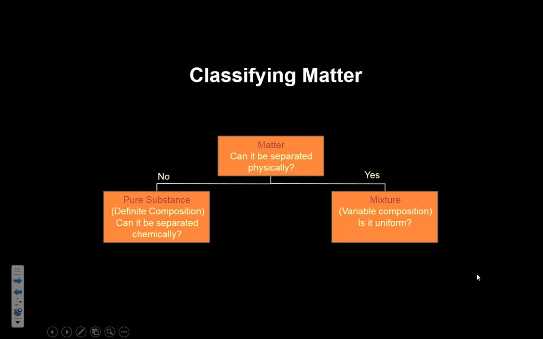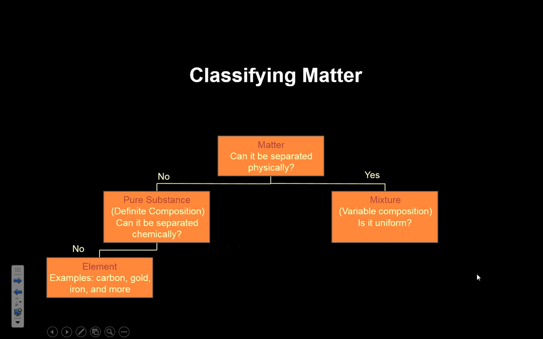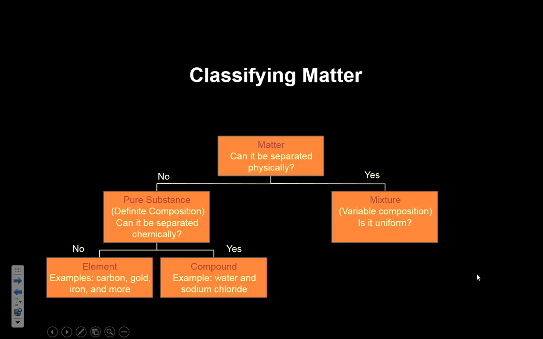Now, there are two different types of pure substances, and what separates them is whether they can be chemically separated. Elements cannot, and compounds can. Examples of elements are carbon, gold, iron, and the others on the periodic table. Compounds would be many, like water and sodium chloride.